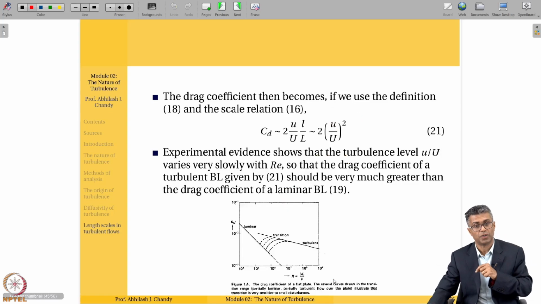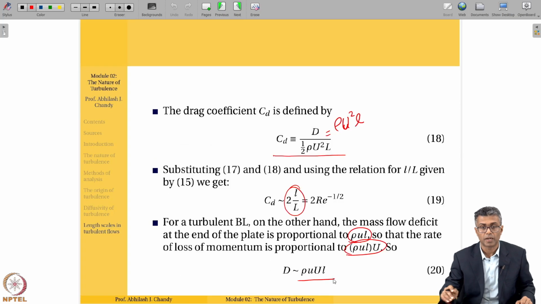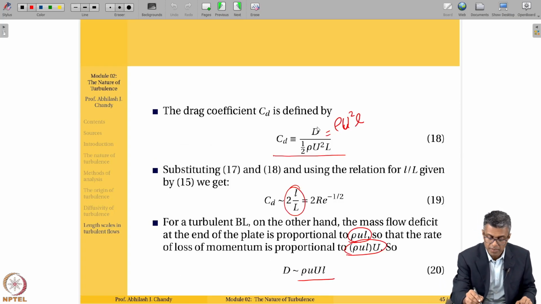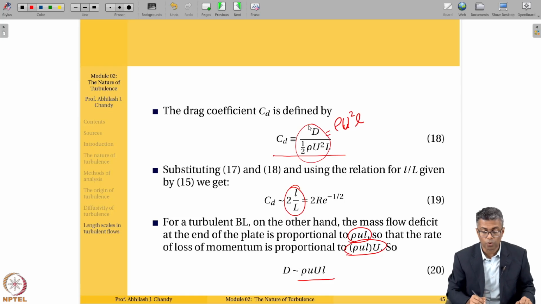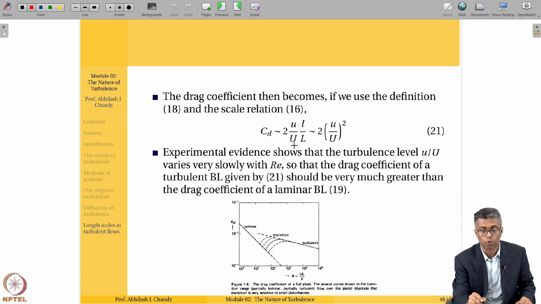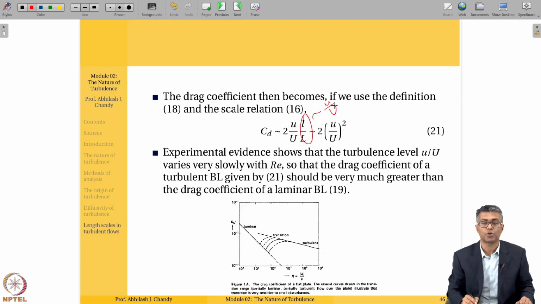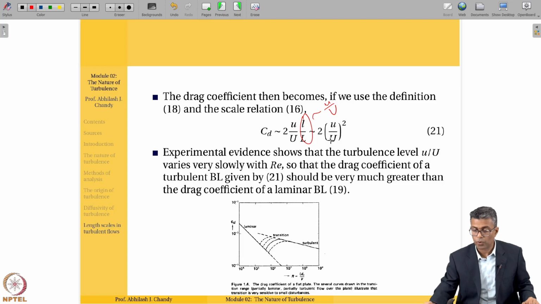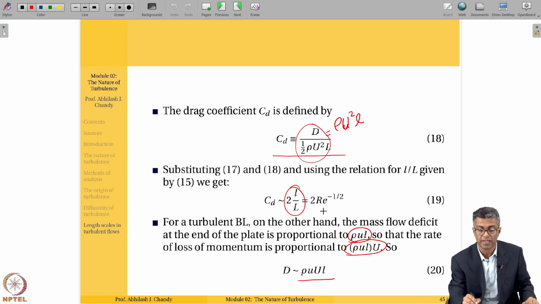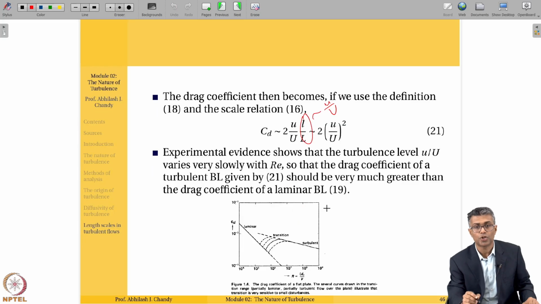Now calculate the drag coefficient, with the same equation, but instead of D, put in rho u l U. And then what do you get? You get 2 u over U, l over L. And you know that l over L is of the same order of magnitude as u over U. So your drag coefficient now is 2 times u over U, the whole squared. You now have something different. Look at what you had earlier. The drag coefficient was Re to the negative half, whereas now you have small u over capital U squared.